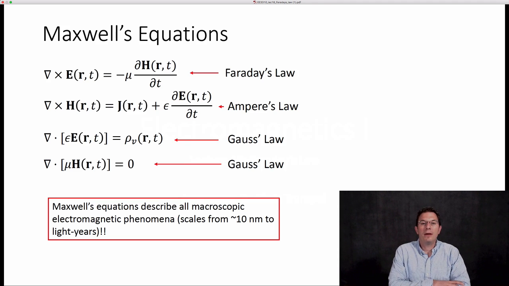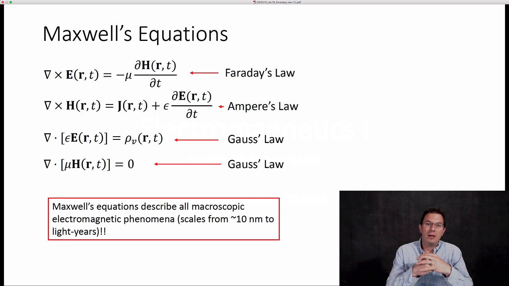Well, during the first part of this course, we studied the electrostatic case, where we looked at the electric field created by stationary charges. The second major division of the course was magnetostatics, where we looked at the magnetic field created by direct currents, essentially.